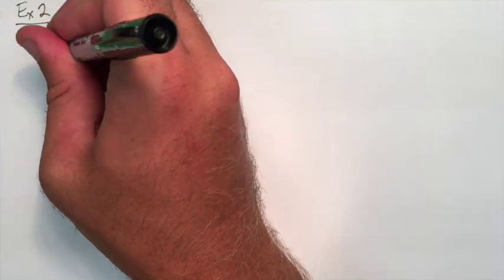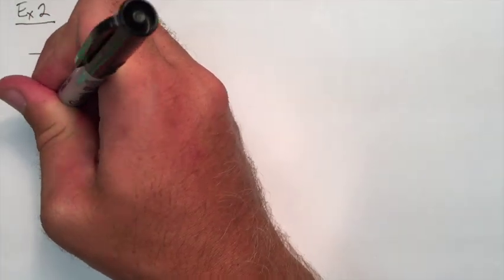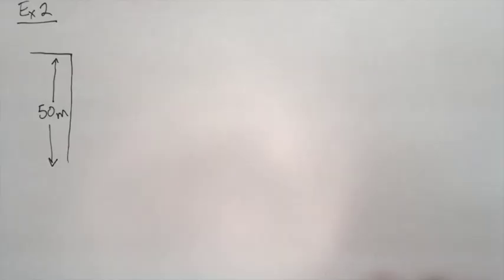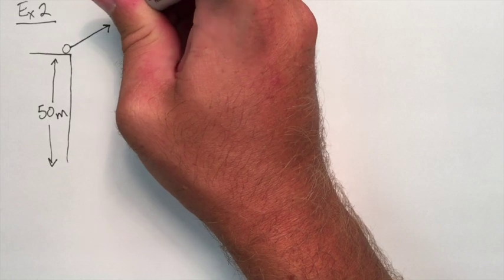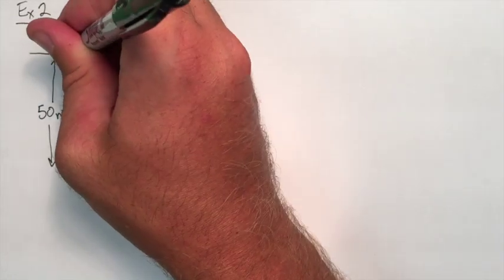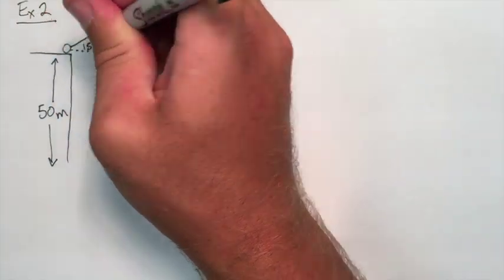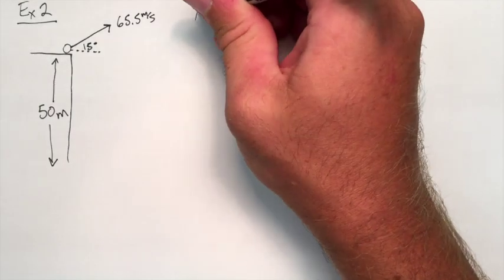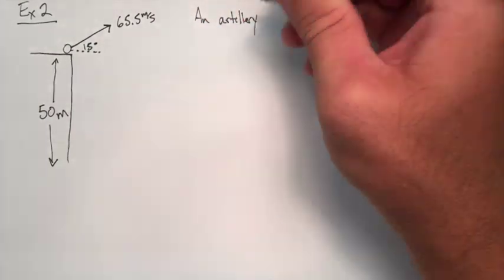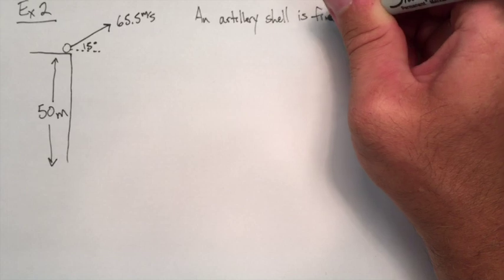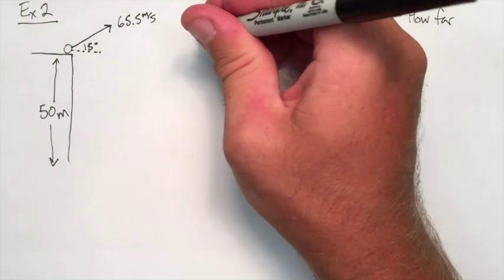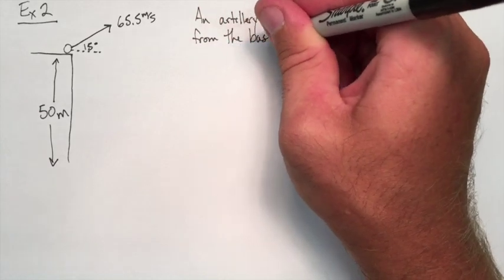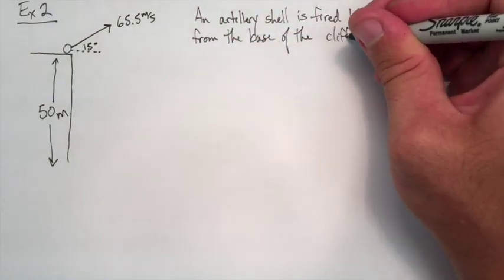Second example here, this would be new for grade 12. Let's say we shoot an artillery shell off of a cliff, but we shoot it at some angle above the horizontal. It'll be going at 65.5 meters per second on a 15-degree angle above the horizontal. And let's say the cliff is 50 meters high. So an artillery shell is fired like so. How far from the base of the cliff does it land?